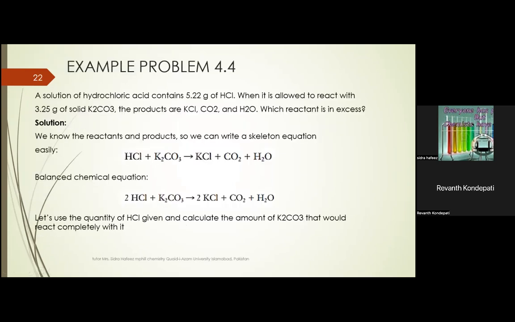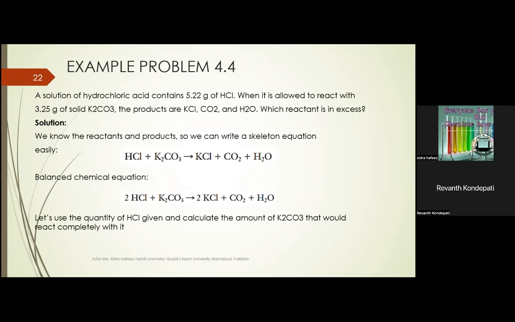Now let us start with another example. A solution of hydrochloric acid contains 5.22 gram of HCl, which is allowed to react with 3.25 gram of solid potassium carbonate. And the products are KCl, CO2 and H2O. Which reactant is in excess? Now you have to find out the excess reactant and the limiting reactant.